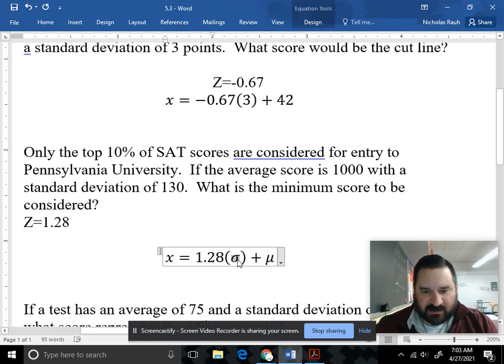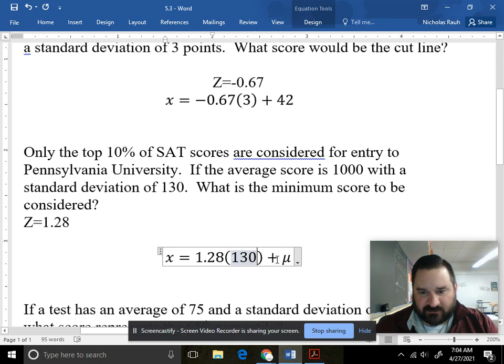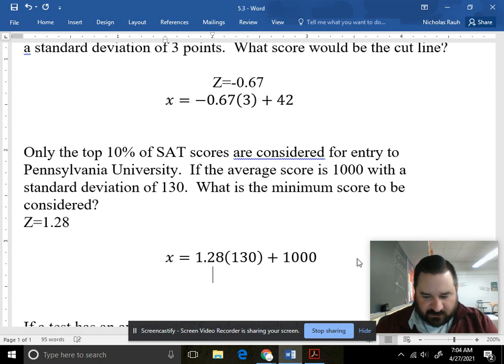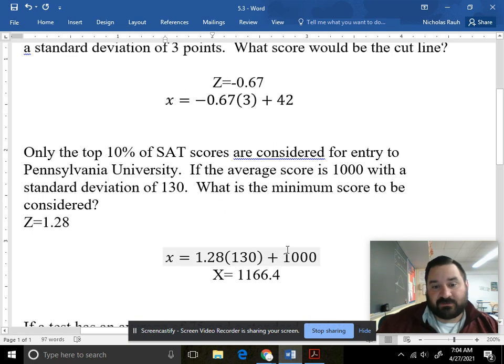Remember, our answer is going to be an SAT score, so it's going to be over 1,000, probably 1,100, 1,200, something like that. Standard deviation of 130, average of 1,000. Plug that in: 1.28 times 130 plus 1,000 is 1166.4. So basically, if this were true, you'd need a 1166.4 to be considered to get into Pennsylvania University.